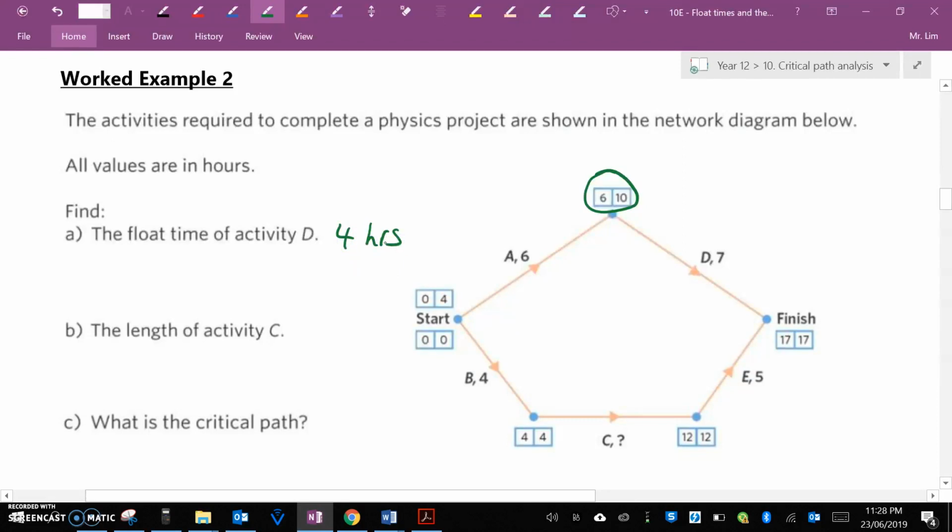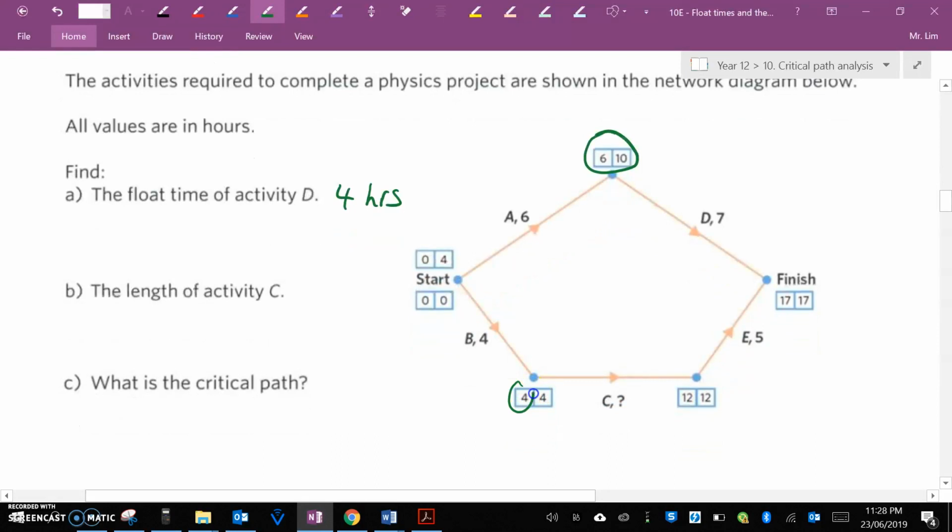The length of activity C. Well, we know 4 plus something is equal to 12. So that has to be 8. Activity C must be 8 hours long. What is the critical path?